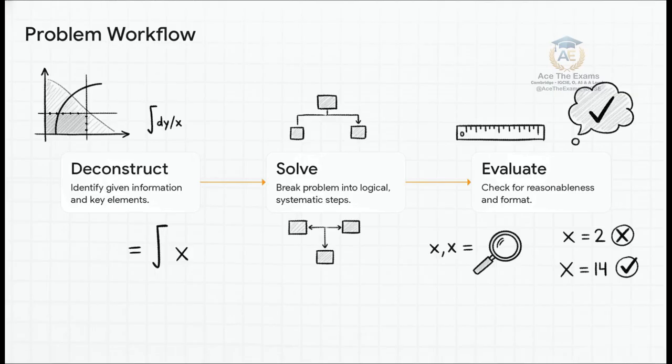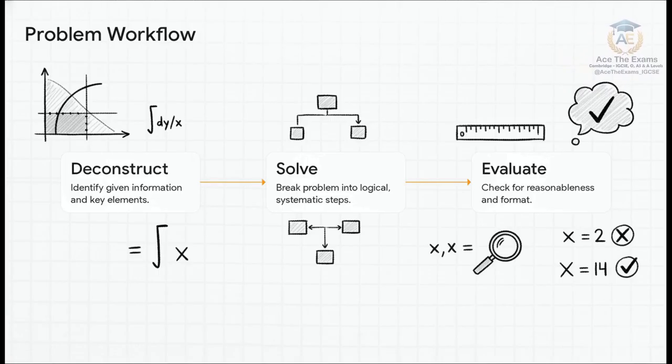Step 2 is to solve systematically. This means breaking the entire problem into logical, bite-sized steps. First, explicitly equate the two functions to find the x-coordinates of the intersections. Show that algebra clearly so the examiner sees your method. Then, set up your definite integral, explicitly writing the upper and lower bounds on the integral sign. Execute the integration with crystal clear working.